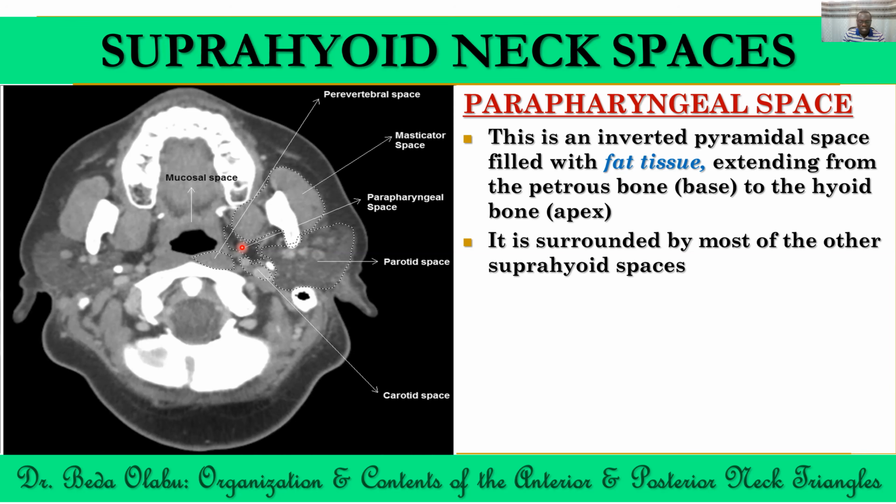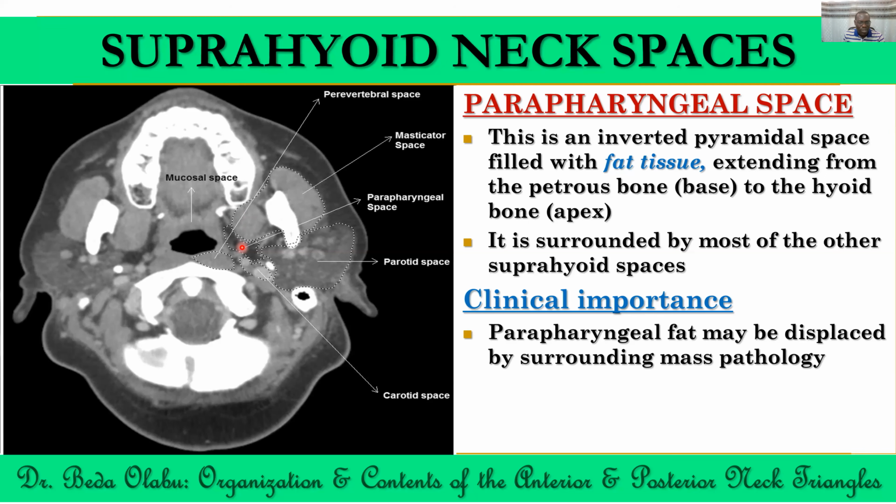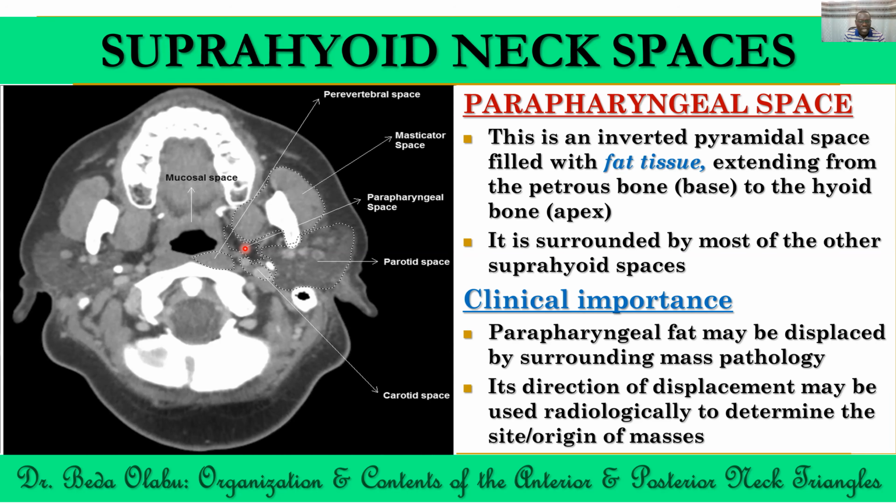Now, why are we mentioning that one? This is of clinical importance because if there is a mass pathology in those spaces that I've mentioned, there's a likelihood of the parapharyngeal fat being displaced away from the mass. And so we can use that direction of displacement of the parapharyngeal fat to help us determine the site of origin of a particular mass.